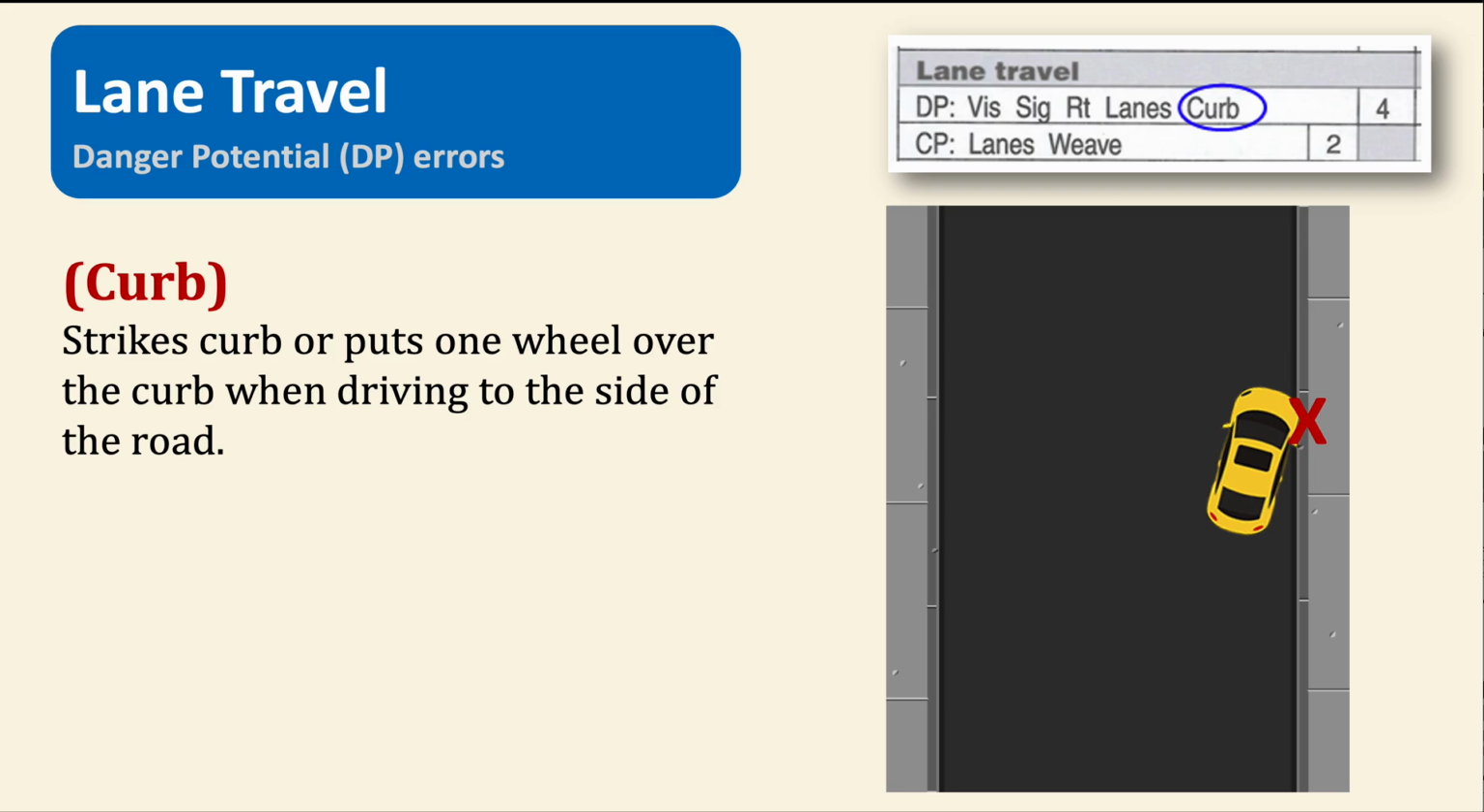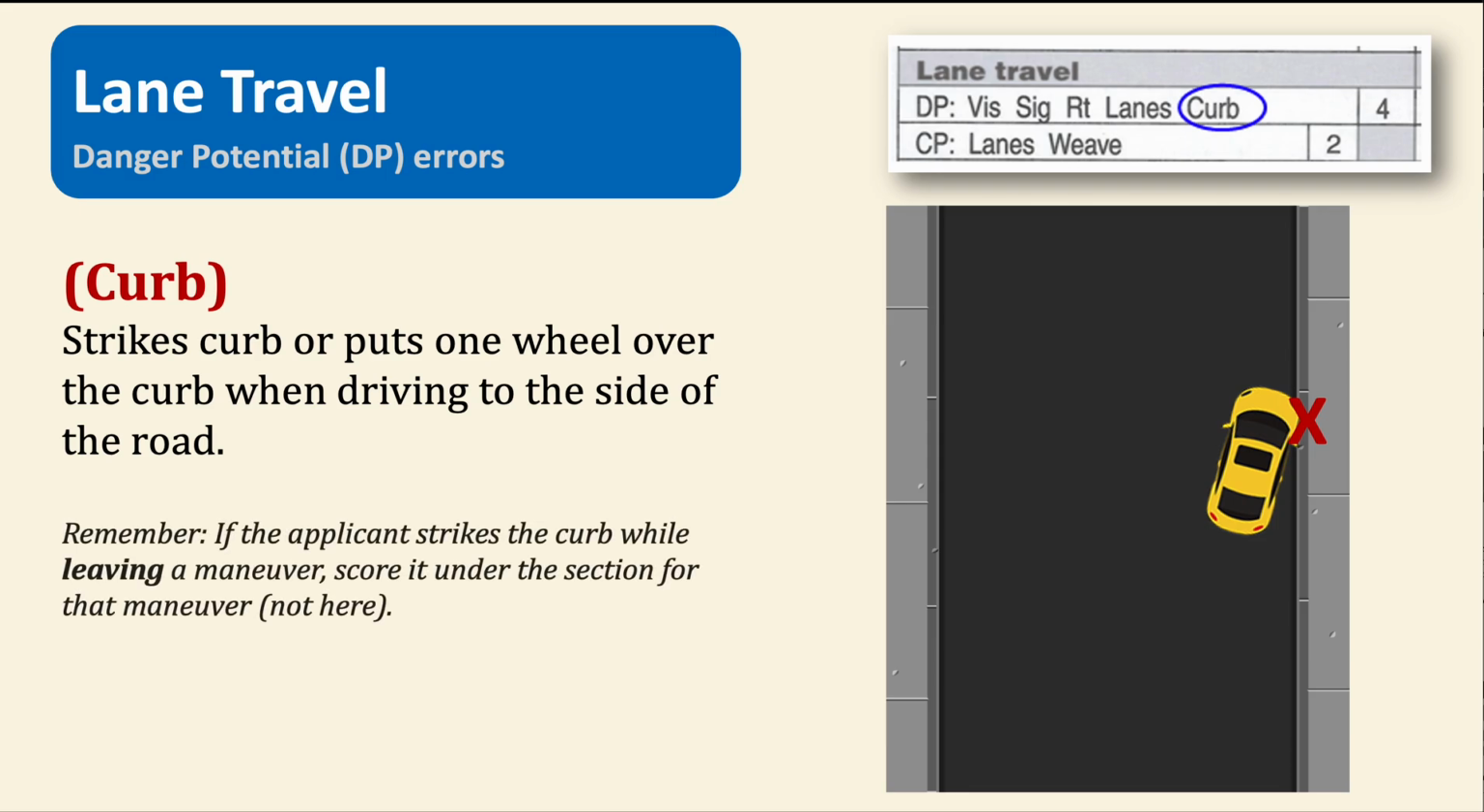If they hit the curb when leaving the starting maneuver, you score it under starting. So that's the next one here. Anytime the applicant strikes the curb when leaving a maneuver, score it under the section for that maneuver and not here. So lane travel is all the approach into the maneuver. Score everything else under the maneuver itself on the way out.